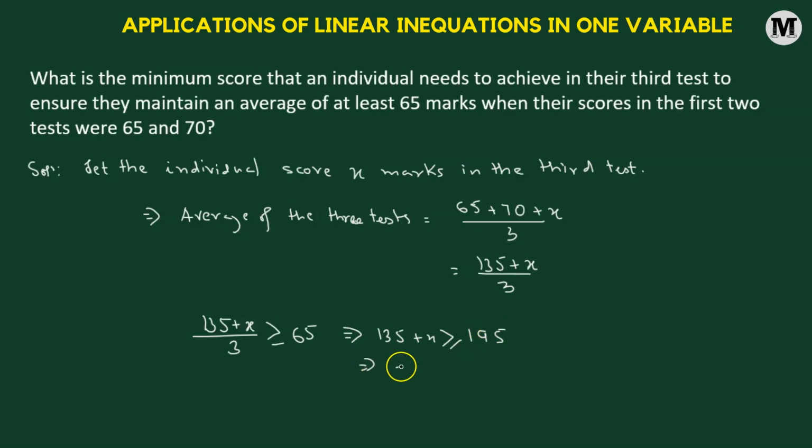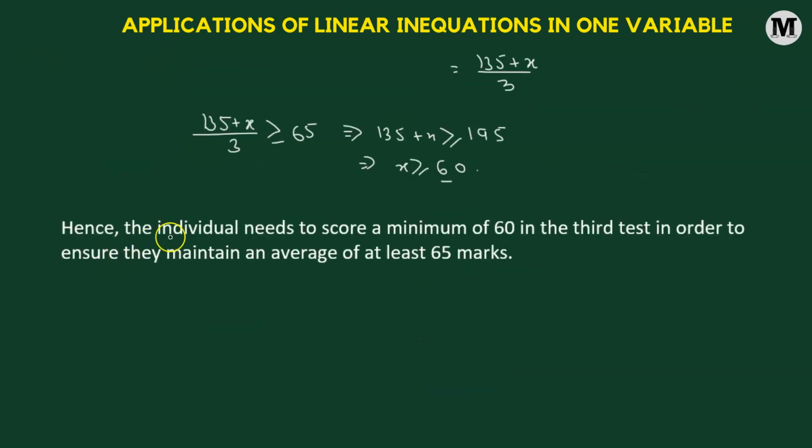So solving for X, we get X is greater than or equal to 60, and since it asks for the minimum value, the minimum value that the individual needs to score in the third test is going to be 60. Hence, the individual needs to score a minimum of 60 in the third test in order to ensure they maintain an average of at least 65 marks.